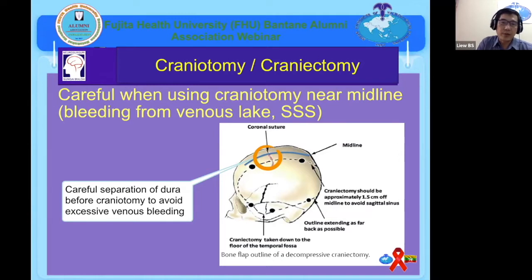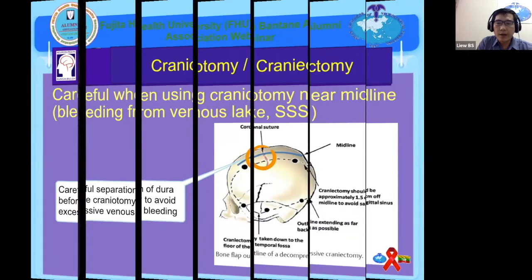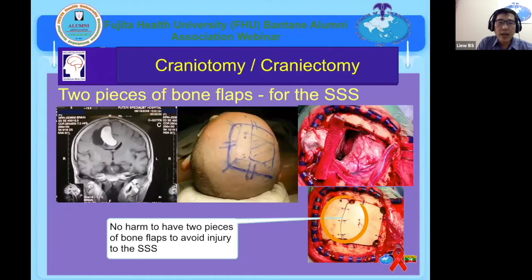especially in trauma surgery. And again, there are many discussions on whether to expose the sinus or not. Previously, people did not expose the sinus and did not cut a craniotomy directly over the sinus, worrying about injury to the sinus. And you can actually do two bone pieces. And I think the new trend now is that people also try to avoid opening the sinus for parasagittal or falx lesions.